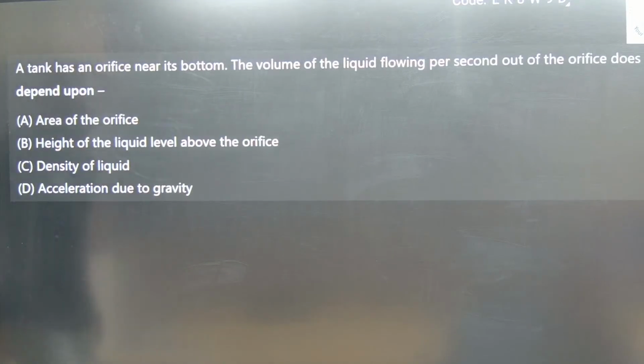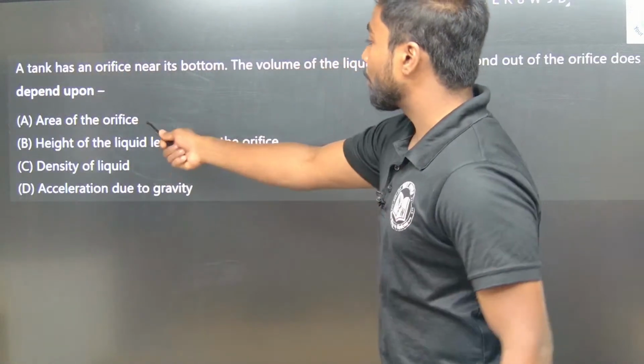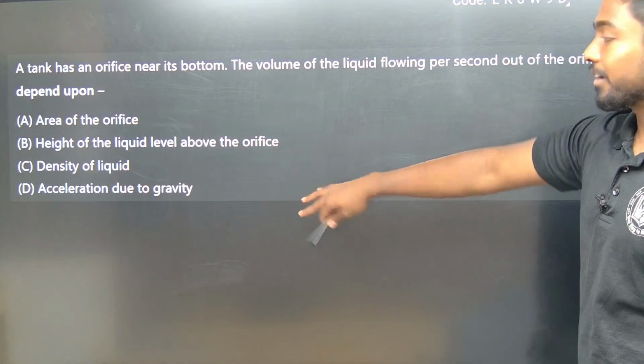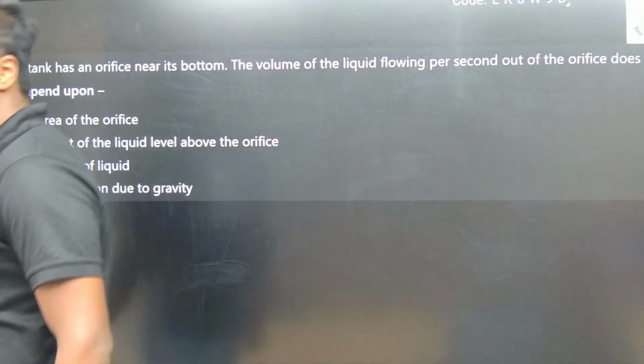A tank has an orifice near its bottom. The volume of liquid flowing per second out of the orifice does not depend on which of these: area of the orifice, height of the liquid level above the orifice, density of the liquid, or acceleration due to gravity. Obviously, it does not depend upon the density of the liquid. Area, height and acceleration due to gravity will be there.